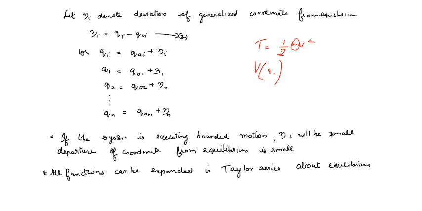Therefore, we can expand these functions like potential energy, kinetic energy, etc. in terms of Taylor series. Taylor series is an expansion about a position. About the equilibrium position, we can expand these functions, potential energy and kinetic energy, as a series. Series expansion about equilibrium.